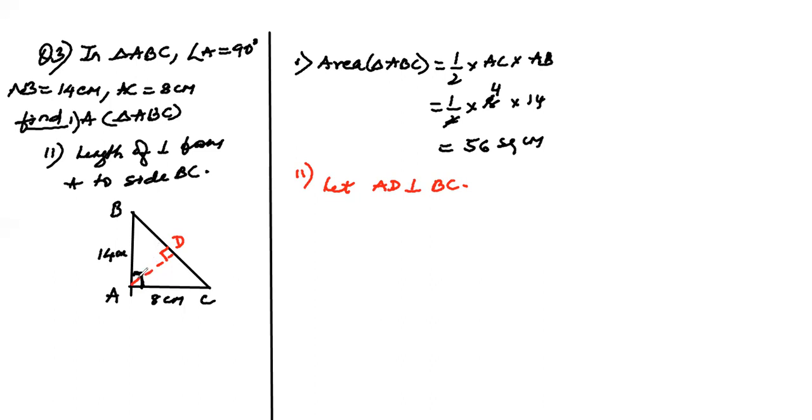Remember a formula: base into height equals base into height. That means AC into AB equals BC into AD. We'll put the values and get the answer. Got it? So first I'll use Pythagoras theorem and find AC.